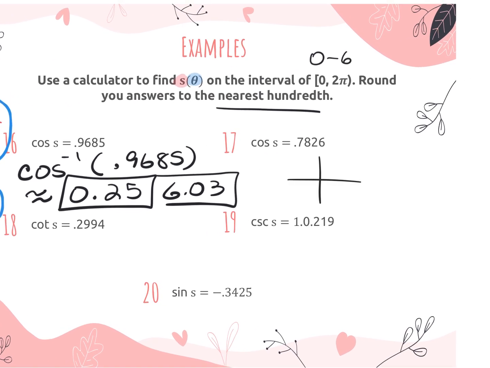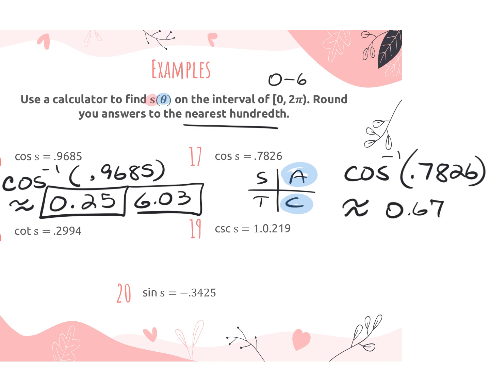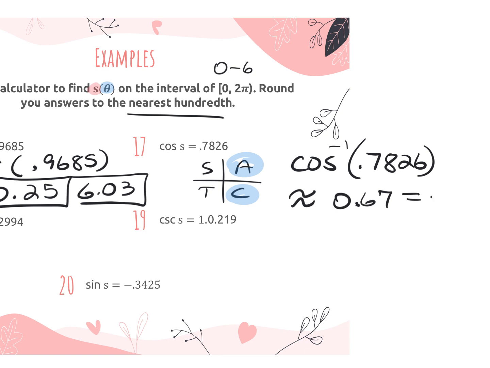And again, I'm doing my "all students take calculus." So we already know that it's positive in quadrant 1 and in quadrant 4. So to get the reference angle from quadrant 1, I'm doing inverse cosine of 0.7826, hit enter, rounded to the hundredths place, 0.67. This is your reference angle from quadrant 1. And in this particular case, it's one of the answers because cosine is positive in quadrant 1.